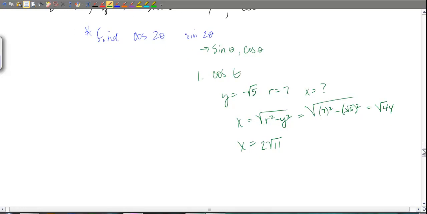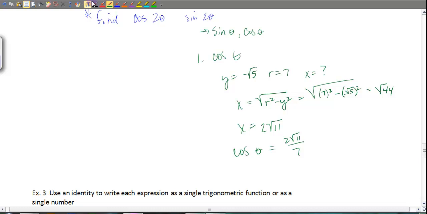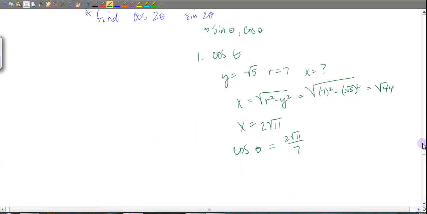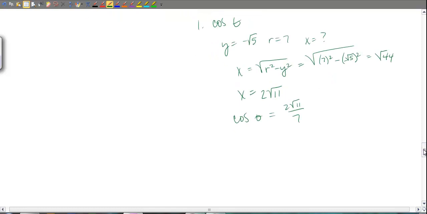So in other words, the cosine of theta is going to be 2 square roots of 11 over 7. Okay, so I could have done this XYR. I could have done the Pythagorean identity. Remember, that was either one I wanted to do. Now, at this point, since I'm working with sine, I'm going to go ahead and find the sine of 2 theta. Remember that that's 2 sine theta cosine theta.